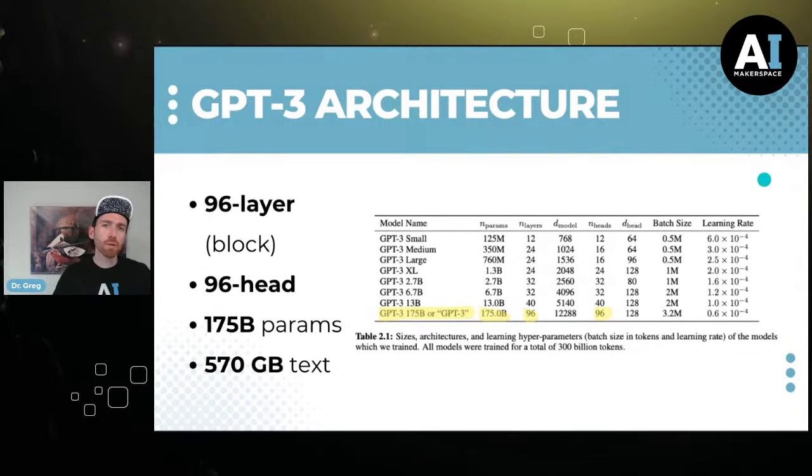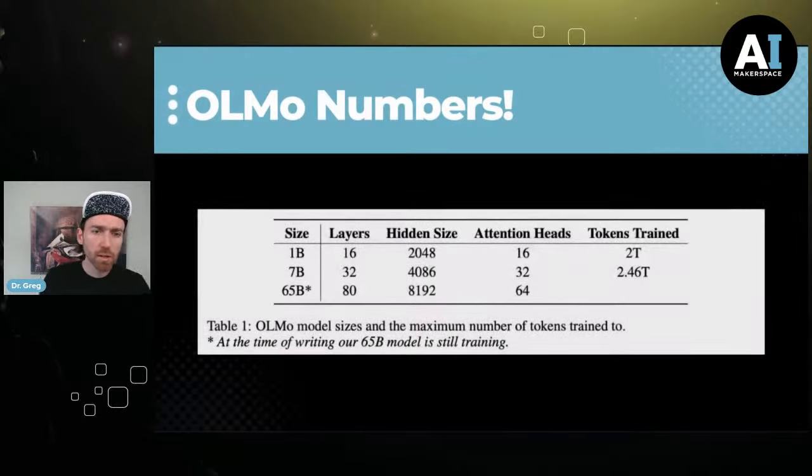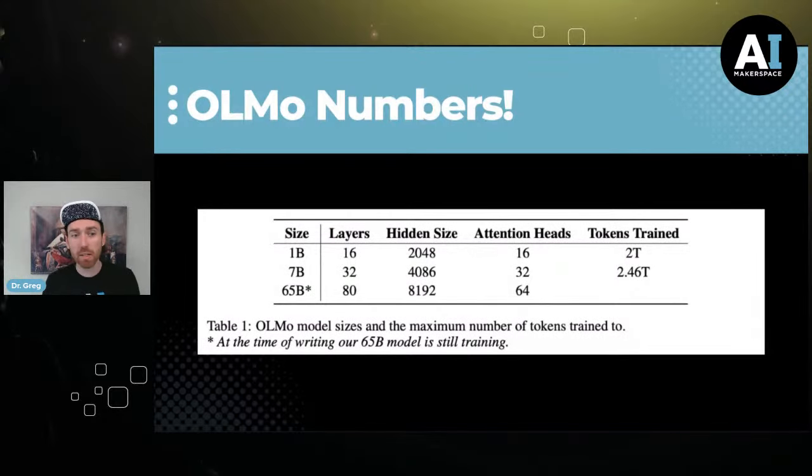Let's take a look at the OLMo numbers. Well, OLMo, in similarity and also in contrast here, we're seeing that the 1 billion has 16 by 16. We're seeing that the 7 billion is 32 by 32. And the 65 billion that's currently in training, interestingly, look at that. It's 80 by 64. It's not 80 by 80 or 64 by 64. So I wonder why they chose that. And maybe we'll find out when they finish training.